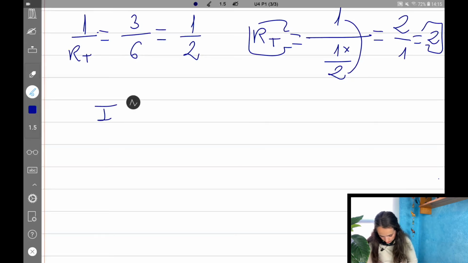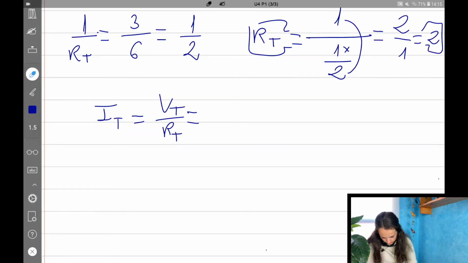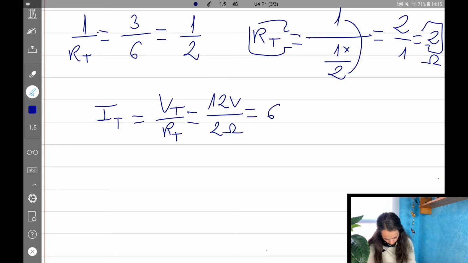And now we can calculate the final formula for the total intensity that we don't know. So that is total voltage divided by total resistance, which is 12 volts divided by 2 ohms. I forgot to include the ohms in here, by the way. So that is 6 amps. And that's the final result of our exercise.